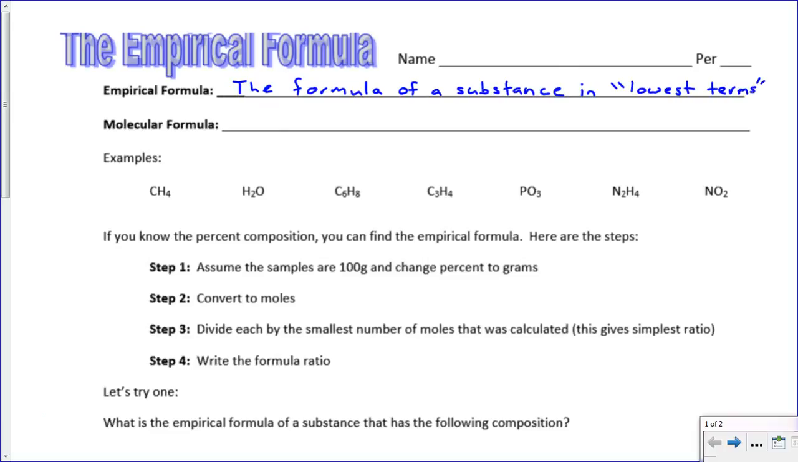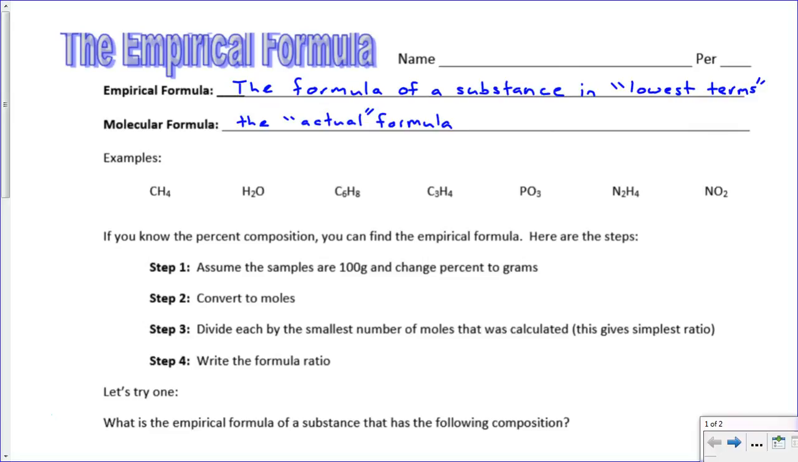Okay, the molecular formula, however, is the actual formula of the substance. So that is the actual formula. All right, so some substances have an empirical formula that's the same as their molecular formula. Some of them are different.